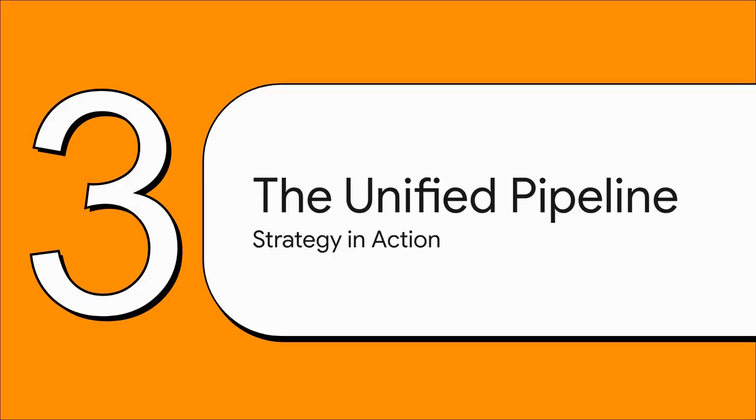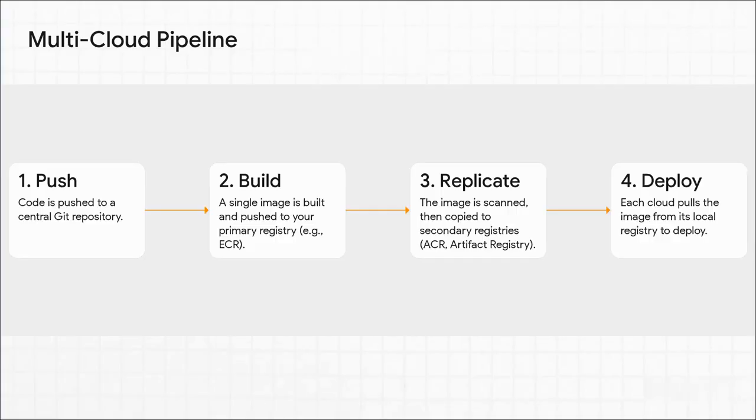All right, so the theory is solid. The why is clear. But what does this actually look like in a day-to-day workflow? Let's pull back the curtain and see how a real-world, unified CI/CD pipeline makes all of this happen. Okay, let's follow a piece of code on its journey. It all kicks off when a developer pushes a change. Your CI server immediately grabs it, builds that one single perfect container image, and pushes it to your primary registry. We'll say ECR in AWS for this example. Now here comes the magic. Step 3. An automated workflow just springs to life. It scans that new image for any security issues, and once it's cleared, boom, it fires off copies to ACR in Azure and to Artifact Registry in Google.